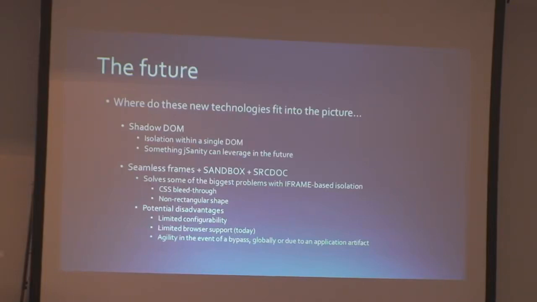There are some potential disadvantages relative to JSanity in that the configurability of the seamless frame approach is limited. For example, if you wanted to do the mail scenario where you want a callback before you click the link that says, "Hey, you're navigating somewhere else. Are you sure you really want to do that?" Either that is going to be possible within seamless frames, or it's not. It's kind of binary. So the configurability of a JavaScript-based sanitizer is maybe desirable in some cases. Seamless frames are also not broadly available today. There's limited support for that. In the future, obviously, that's going to change.